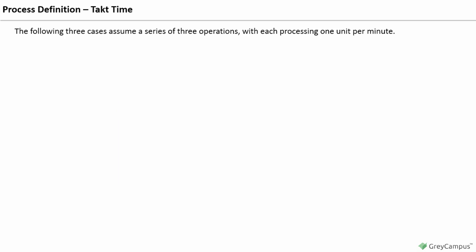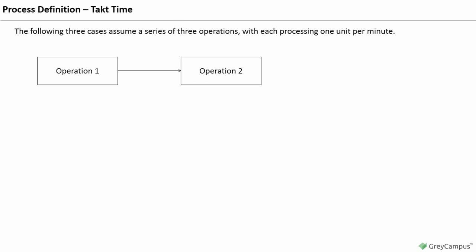The following 3 cases assume a series of 3 operations, with each processing 1 unit per minute. Case 1. Orders are manufactured in batches of 100 units. Only batches of 100 units are transferred from operation to operation. The total processing time is 201 minutes before the first unit is available. Total order time through the entire process is 300 minutes for 100 units.